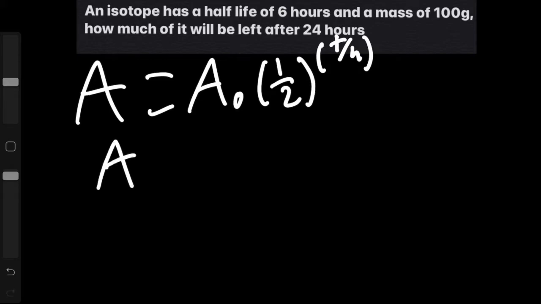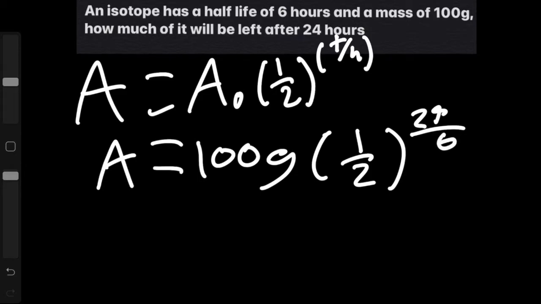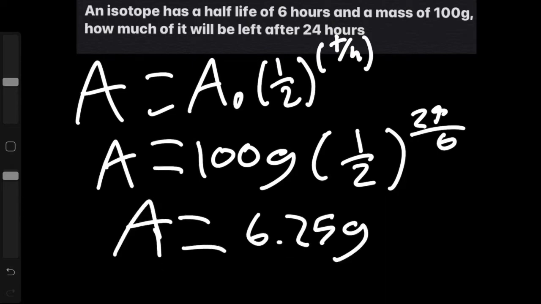So A is equal to 100 grams because it's the initial value, the initial mass, times 1/2 to the power of time, which in this case is 24 hours, and the half-life is 6 hours. So if we plug in these values to a calculator, we're gonna find that the final amount is going to be equal to 6.25 grams.